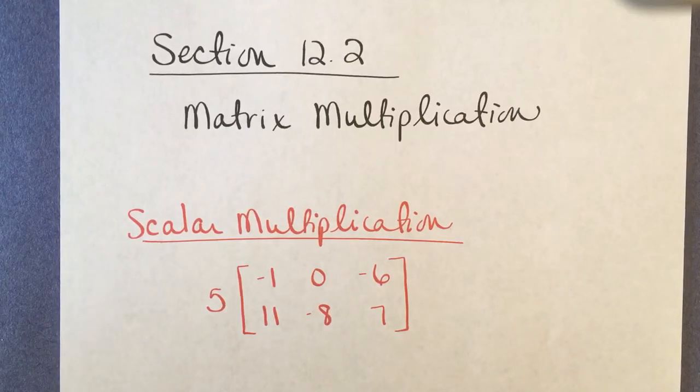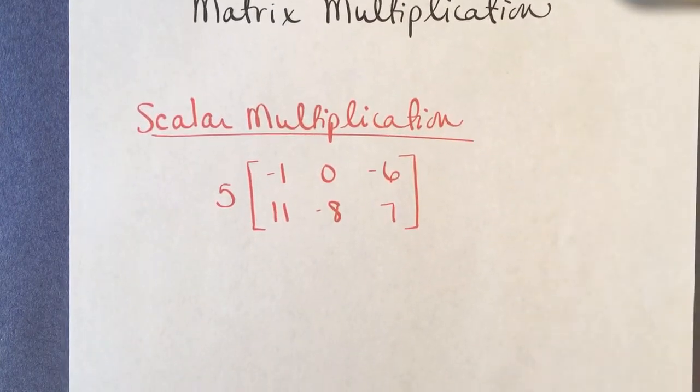Okay, in section 12.2, we're going to look at multiplication. There's actually two different types of multiplication that you're going to do. You're going to do what's called scalar multiplication, and then you're also going to have where you just actually multiply two matrices together. Now, scalar multiplication is super easy.